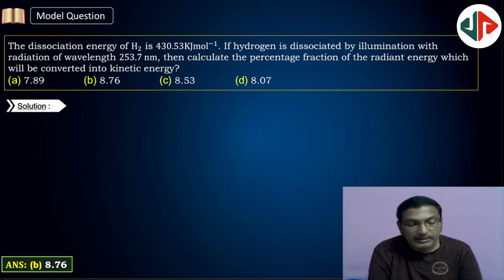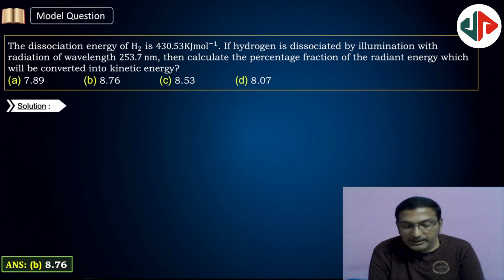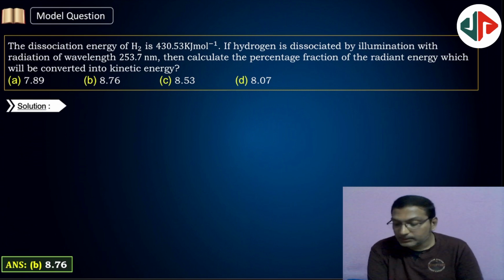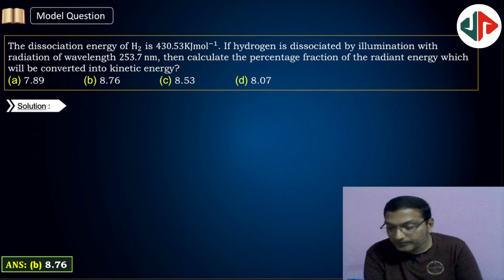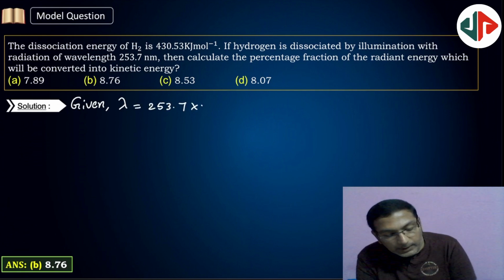The dissociation energy of H2 is given 430.53. If hydrogen is dissociated by illumination with radiation of wavelength 253.7 nanometers, then calculate percentage fraction of radiant energy which will be converted to kinetic energy. So this is nothing but photoelectric effect. So first given lambda equal to 253.7 into 10 power minus 9 meters.